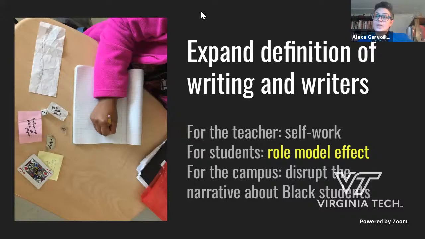The role model effect tells us it's important to see someone who looks like us in a position we want. This concept has been used to explain the great impact of having even one Black teacher in elementary school on the academic outcomes of Black students. And this concept can also be key to expanding definitions of writers and writing, both for students and for the campus community.